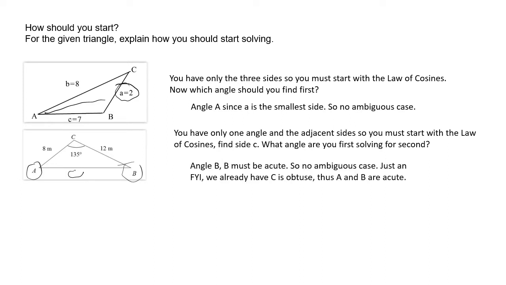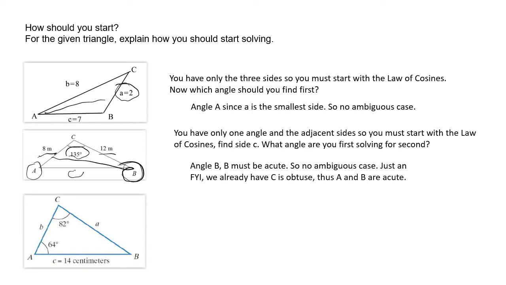Angle B, because we know B must be acute. There's no ambiguous case here. Just an FYI, we already have that C is obtuse, so A and B actually have to be acute. Notice C is already obtuse. We can only have one obtuse angle. But again, if that wasn't the case, one thing I would know is that since 8 is smaller than 12, 8 would have to be associated with an acute angle B.